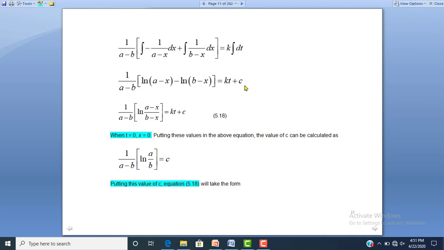In your matric classes, you have studied the rules of logarithm. If the values are log m minus log n, just like here, natural log of A minus X minus natural log of B minus X, then the solution will be log m over n. So by applying the logarithm rule, 1 over A minus B into natural log of A minus X divided by B minus X is equal to kt plus c. Dear students, this equation is 5.18.